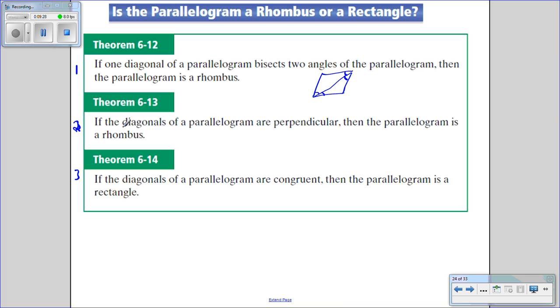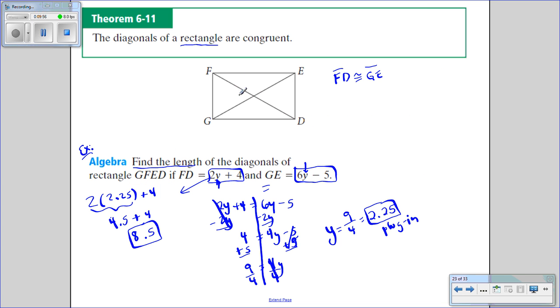All right, the next concept, if the diagonals of a parallelogram are perpendicular, then it's a rhombus, which is what we talked about earlier as well. So if those 2 diagonals intersect at 90 degrees, then it's a rhombus. And then last, if the diagonals of the parallelogram are congruent, then it's a rectangle. Which is exactly what we talked about right here.